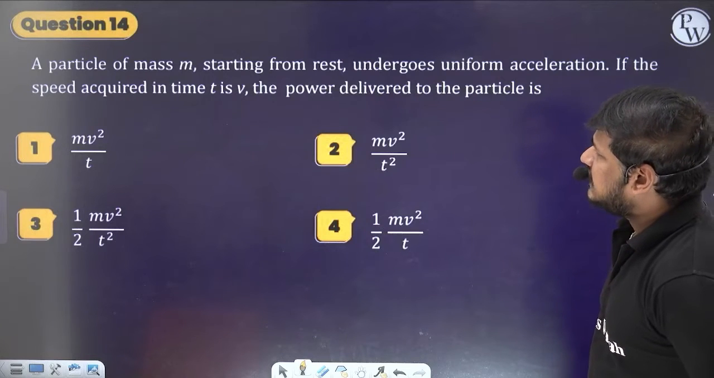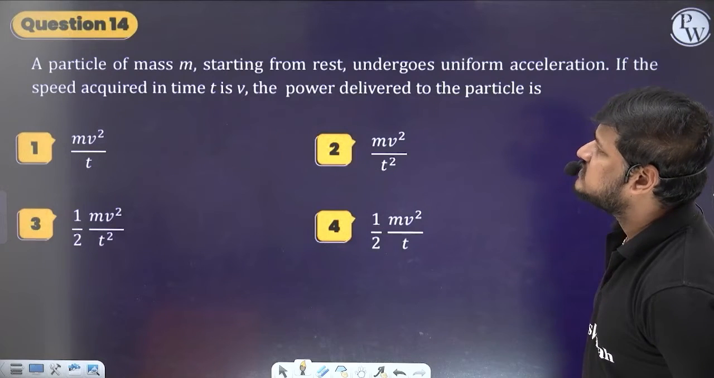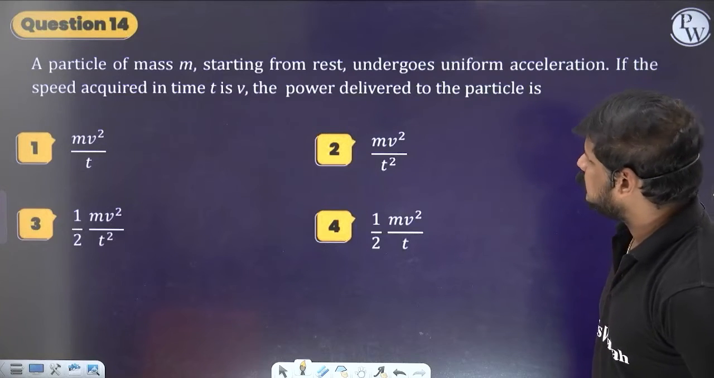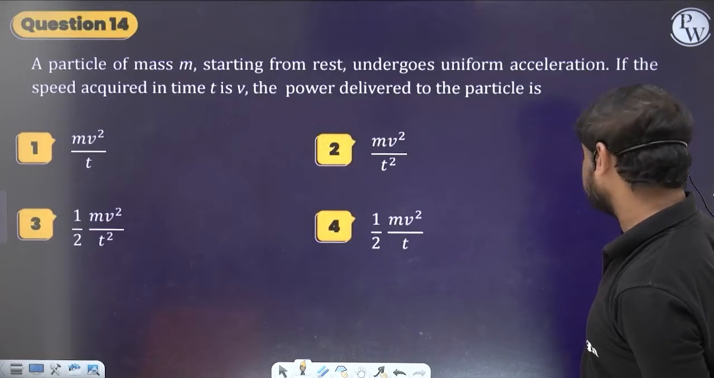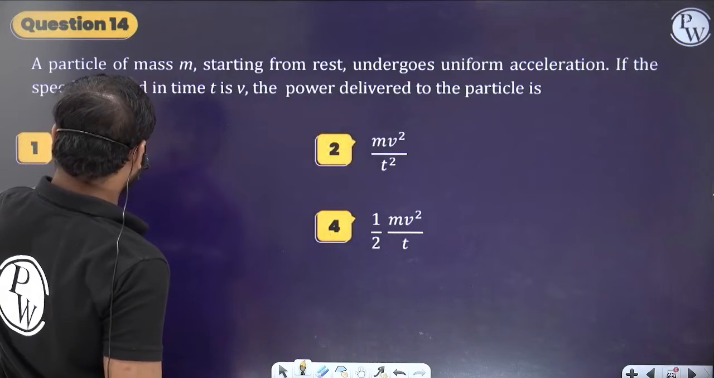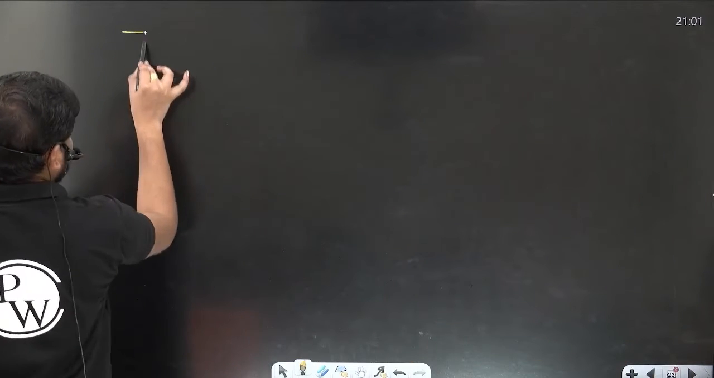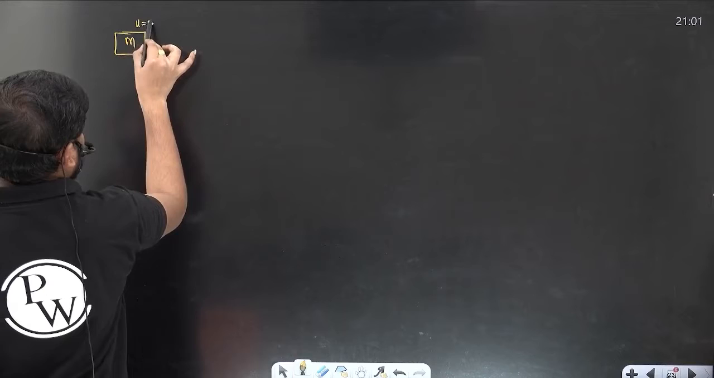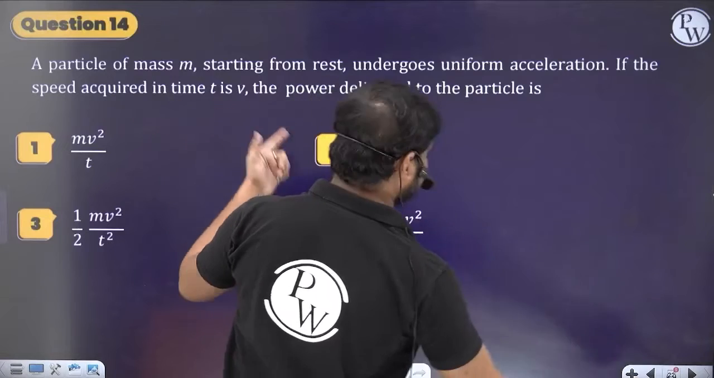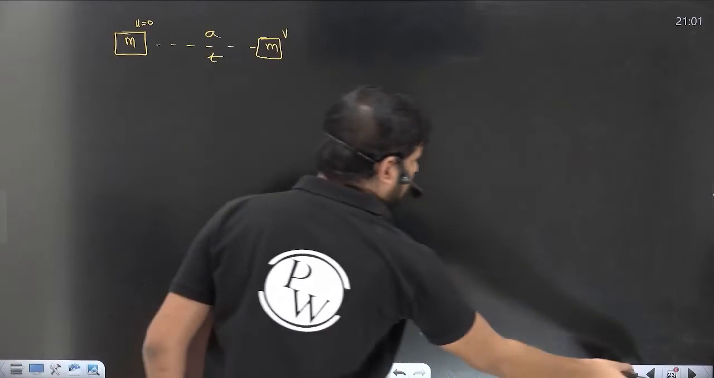So let's take one more question. A particle of mass m starting from rest undergoes uniform acceleration. If the speed acquired in time t is v, find the power delivered to the particle. So the same simple question. This is a particle of mass m, whose initial velocity is 0 and undergoes uniform acceleration a, right? If the speed acquired in time t is v, so after some time t its velocity is v, okay? Then what is the power delivered?